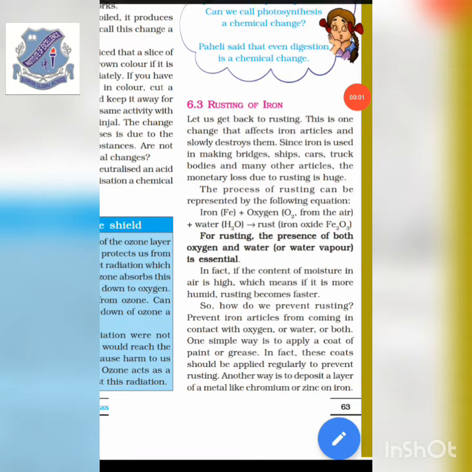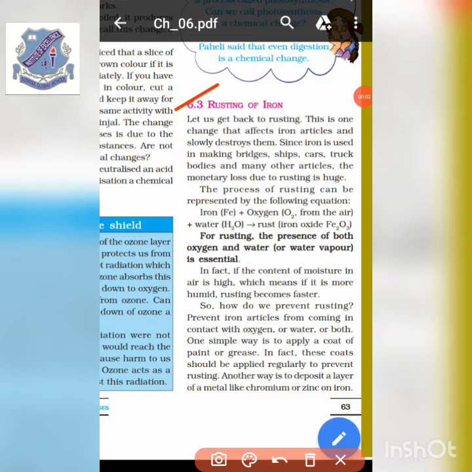Now the next topic is rusting of iron. Let us get back to rusting. This is one change that affects iron articles and slowly destroys them. Since iron is used in making bridges, ships, car and truck bodies and many other articles, the monetary loss due to rusting is huge. Because many things are made from iron and these things are very big, like the bridges, the ships, the cars and truck bodies.